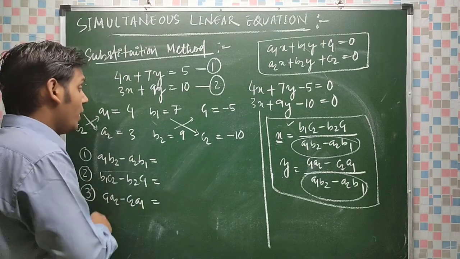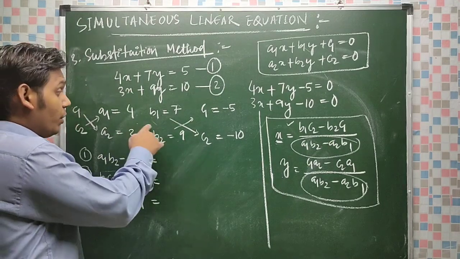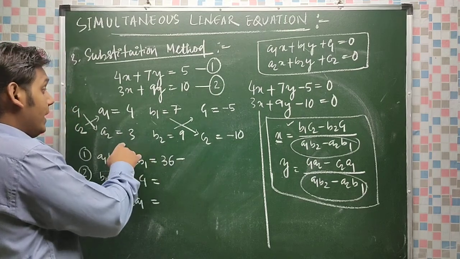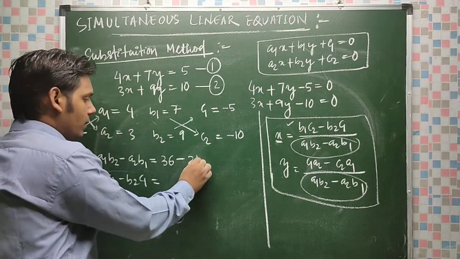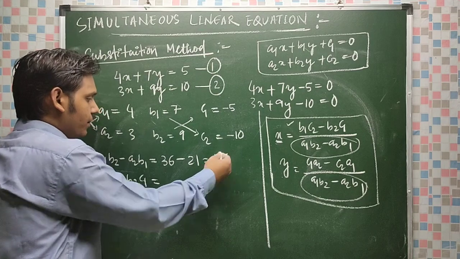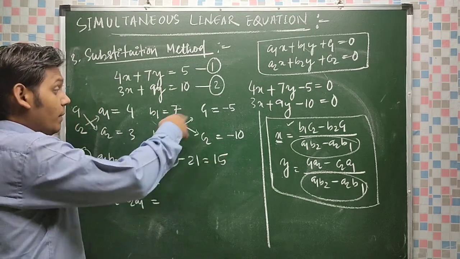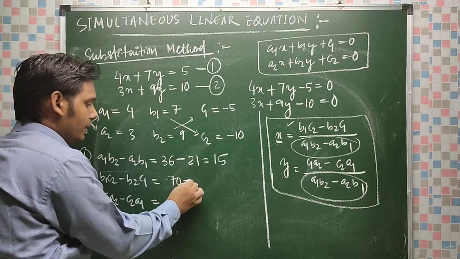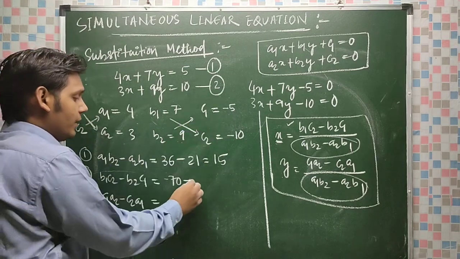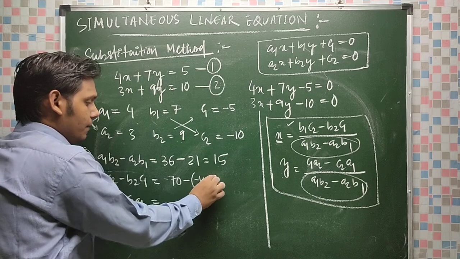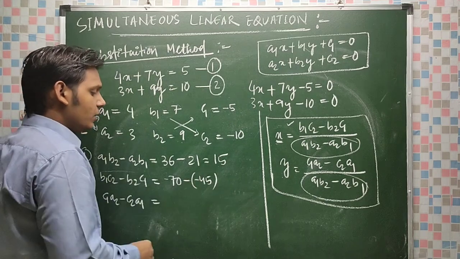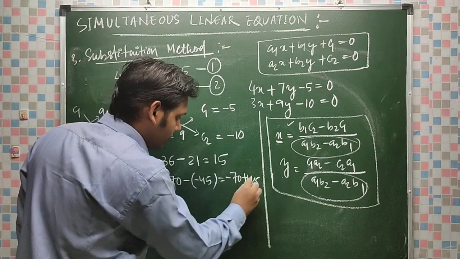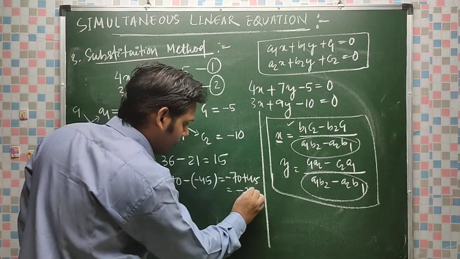So a1 b2 means 4 into 9, 36, minus a2 b1, 3 into 7, 21. That means it is 15. Now b1 c2 minus b2 c1: 7 into minus 10 is minus 70, minus 9 into minus 45. That means minus minus plus. So minus 70 plus 45, that is minus 25.